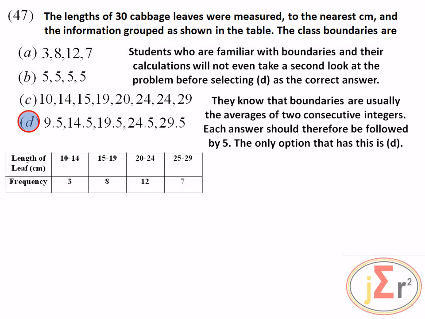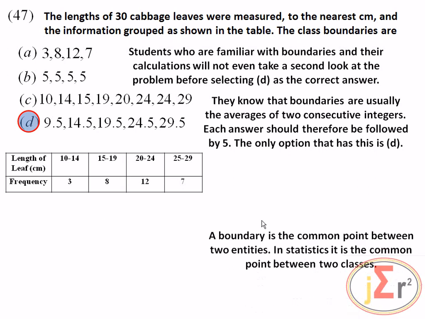Because the class boundaries are usually averages of 2 consecutive integers, we know that we will have 0.5 at the end of each one of them. The only option that has 0.5 at the end of each one is option D. And that is if you are familiar with the calculation of class boundaries. We will no doubt take a look at this under the microscope to verify our answer.